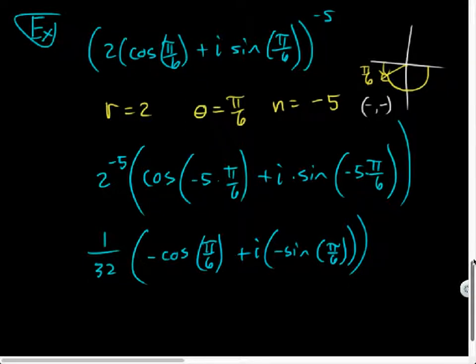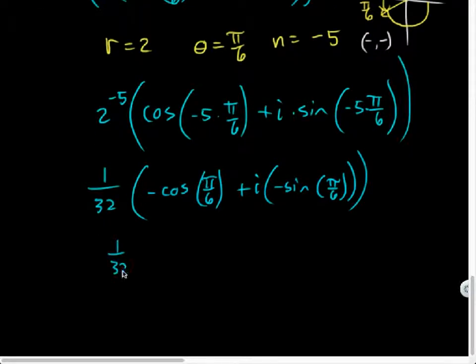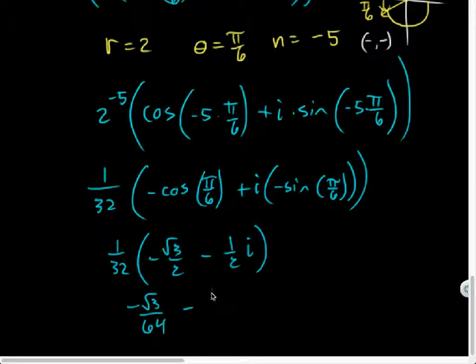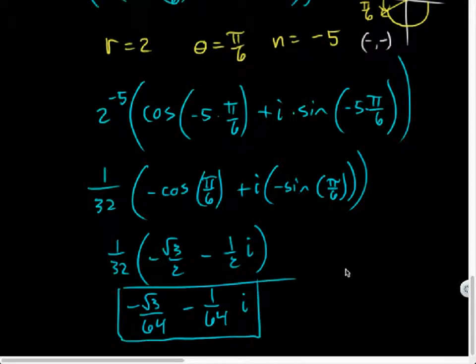So 1/32 multiplied by, what is negative cosine pi over 6? Negative root 3 over 2 plus, no, minus 1/2 I. And now I can just multiply those denominators by 32 essentially, and I get negative square root of 3 over 64 minus 1/64 I. And there we go. I was just able to raise that to a negative exponent, the 5th power. Good times.